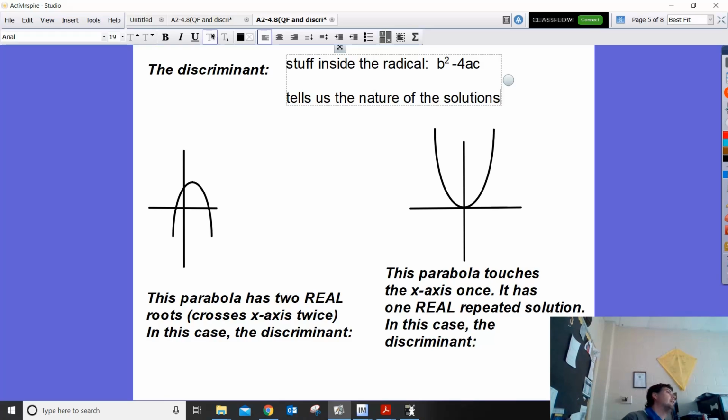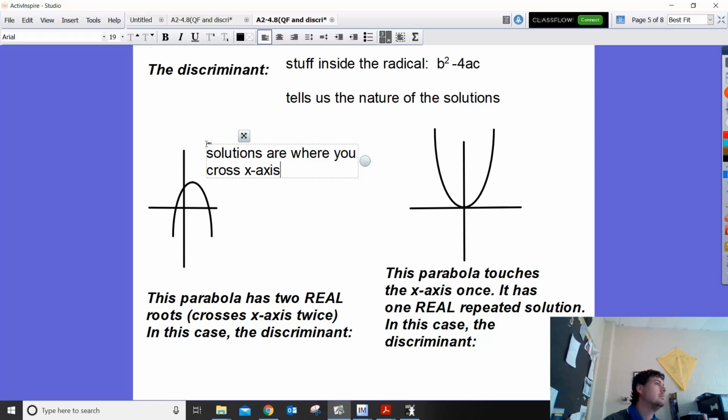What kind of solutions are they? Are they real? Are they imaginary? How many of them are there? Now, solutions is another word for where you cross the x-axis. That's what it means. So here's a parabola in front of us that has two real roots because it crosses the x-axis in two places. That means it has two solutions.